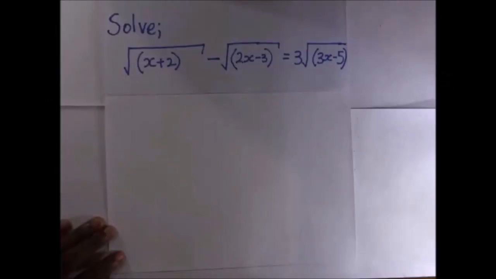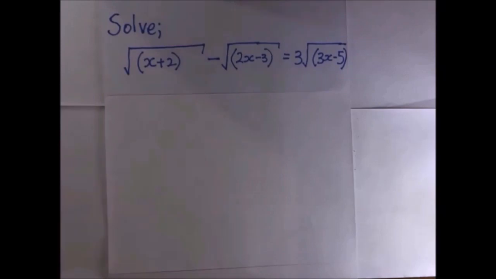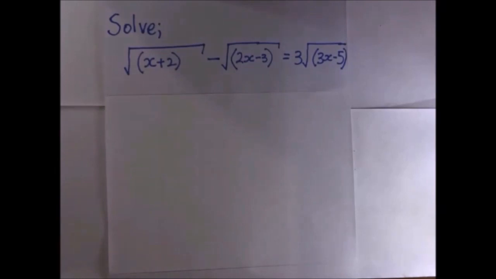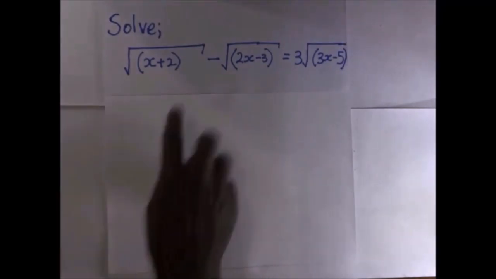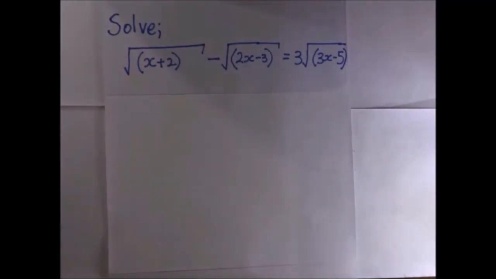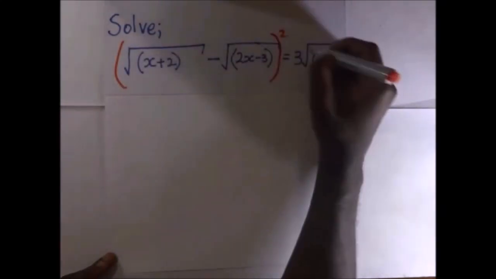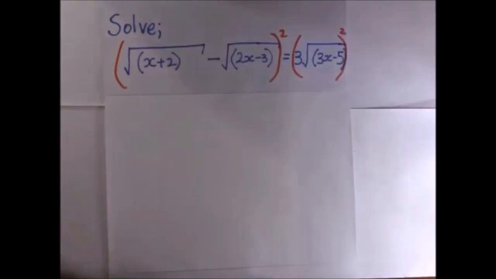So we are going to solve this equation. It is an equation that is involving square roots. In our previous video, we said that equations of this type are solved by squaring both sides. And when we square both sides, it means that we are going to create an extra solution. Solving this, it means that we are going to square both sides. It means we are going to square here, and we square this as well.